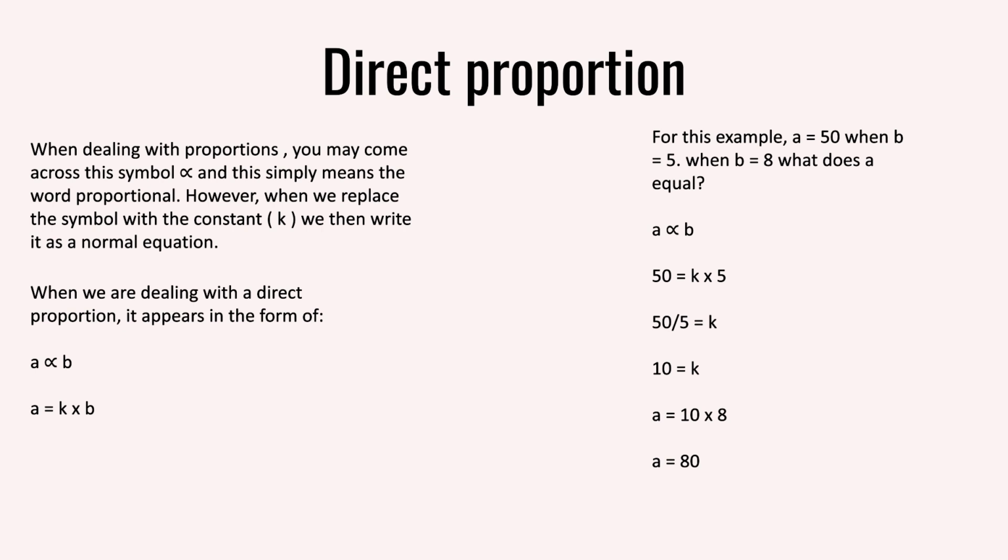So we know a is directly proportional to b. That means 50 equals k times 5, meaning 50 divided by 5 will give us k, and k equals 10. So we do a equals 10 times b, so a equals 80 when b equals 8.